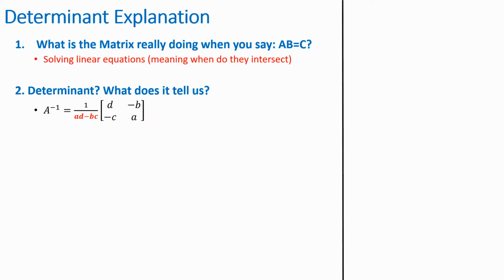We know it's now solving the linear equations. Let's look at the inverse formula. Why is this so important here? Because AD minus BC, if the matrix was A, B, C, D there, if AD minus BC was equal to 0, what's 1 divided by 0? It's undefined. So this is interesting.